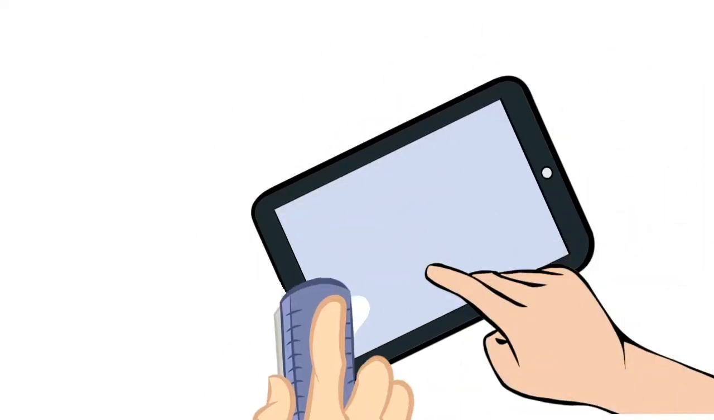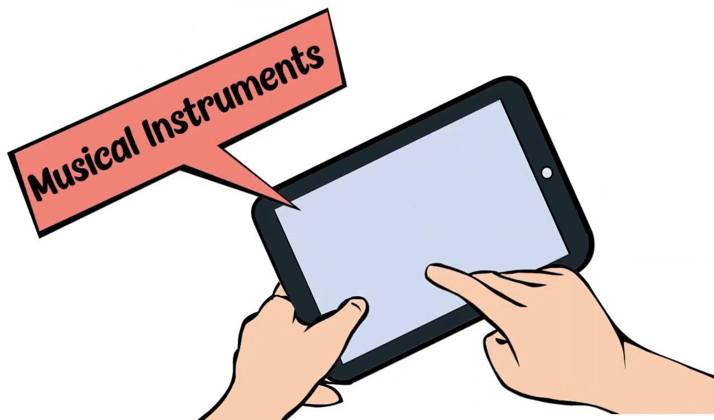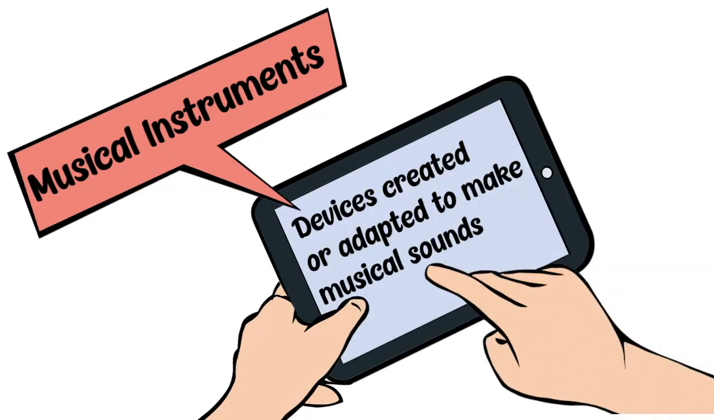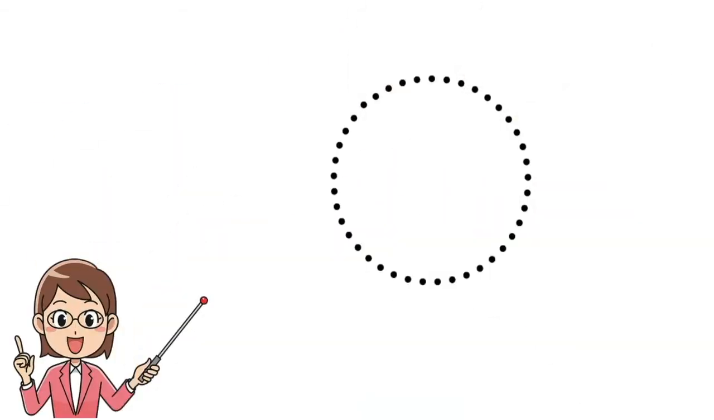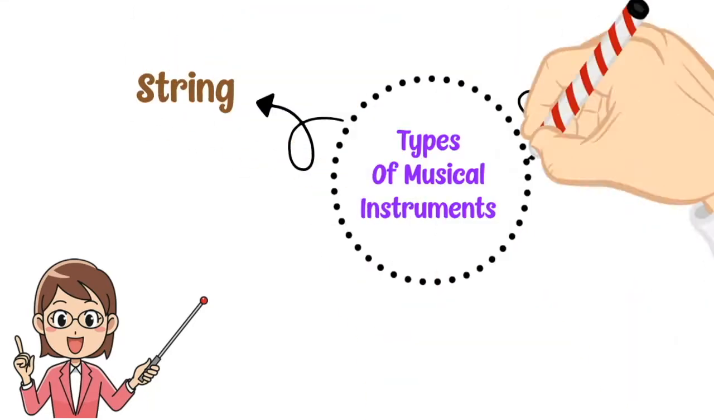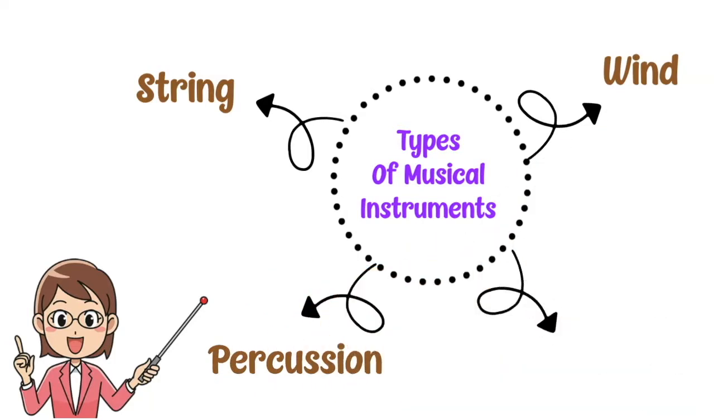Before we start, let's look at what musical instruments are. Musical instruments are devices created or adapted to make musical sounds. There are four types of musical instruments: string instruments, wind instruments, percussion, and also electronic instruments.